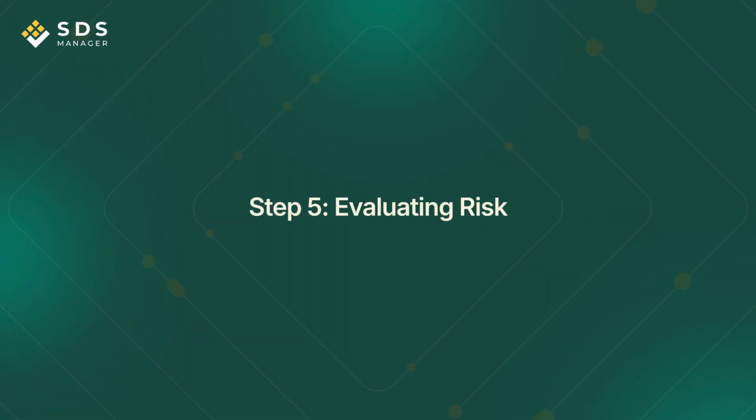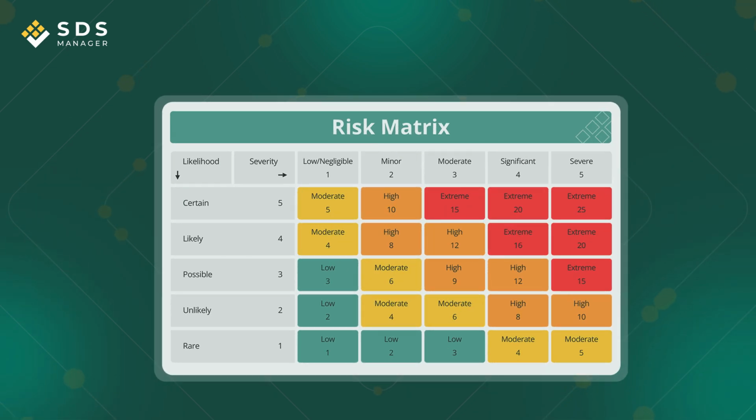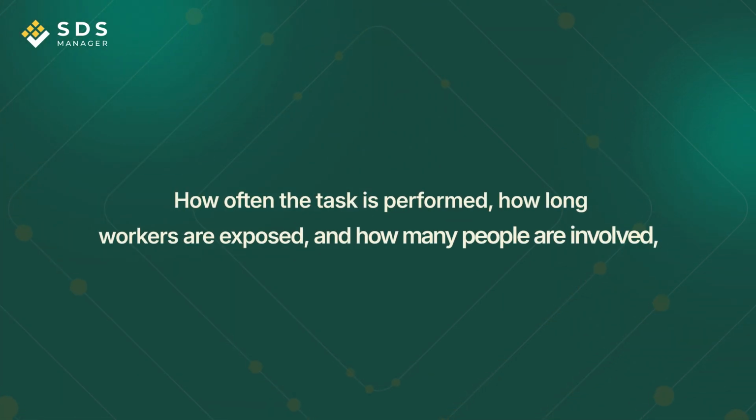Step 5. Evaluating risk. Once hazards and exposure routes are identified, the next step is evaluating the level of risk. Risk depends on both the severity of potential harm and the likelihood that exposure will occur. Many organizations use a simple risk matrix to classify risks as low, medium, or high, helping prioritize which hazards need immediate control measures. Other factors, such as how often the task is performed, how long workers are exposed, and how many people are involved, also influence the overall risk level.